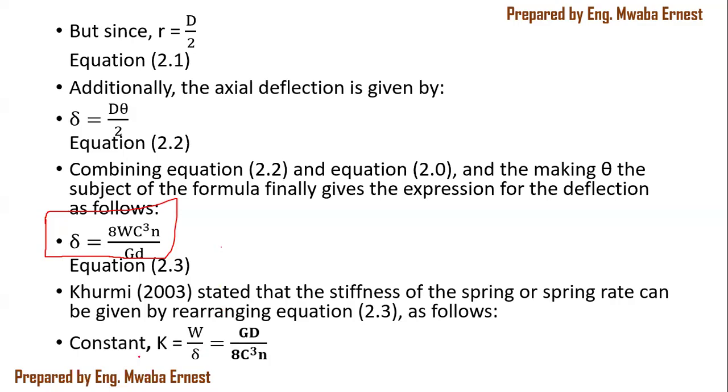So if we say we're looking for the spring constant, it is given by the load W over the deflection. So if that is what you're looking for, then K is W over that, and it becomes just this. Unless other factors have been provided, but it's going to be as simple as that.